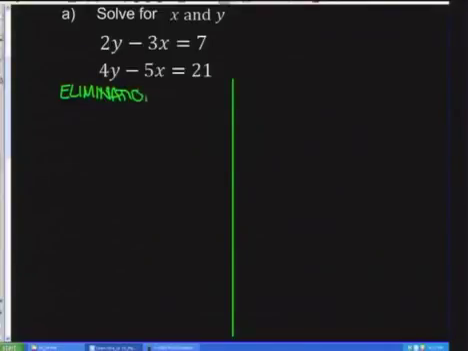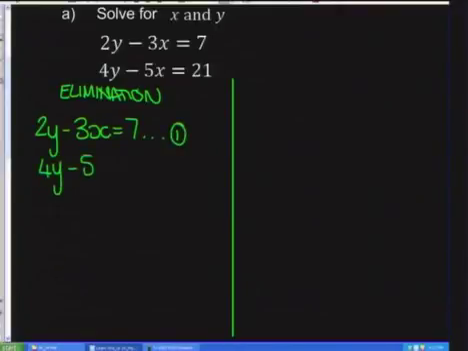Okay, so as the name would suggest for elimination, you're wanting to try and get rid of or eliminate one of the variables. Right, I've got 2y minus 3x, which is equal to 7. That's going to be equation 1. And I have got 4y minus 5x, which is equal to 21. That's equation 2.